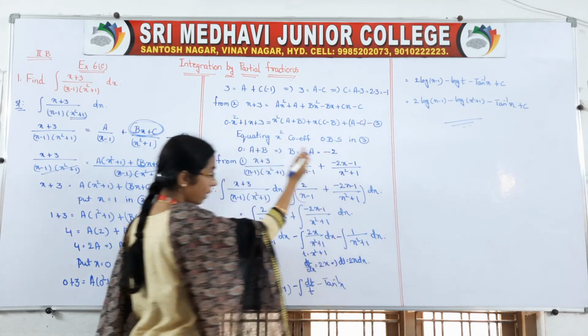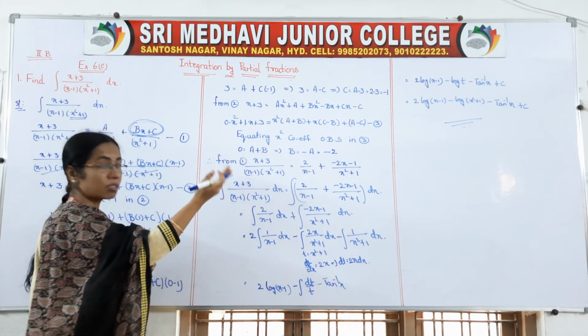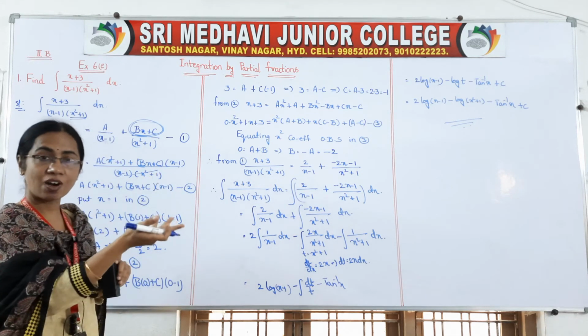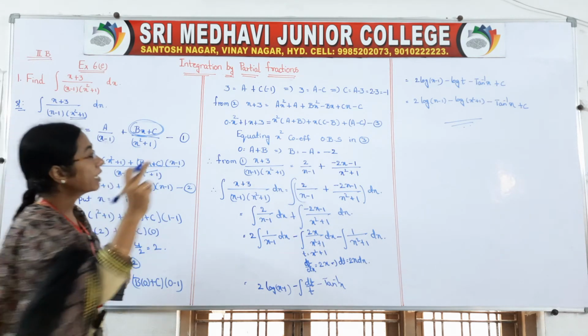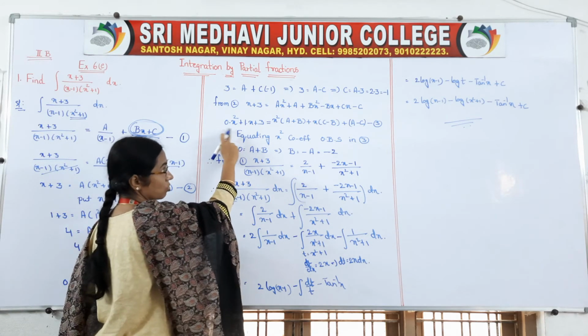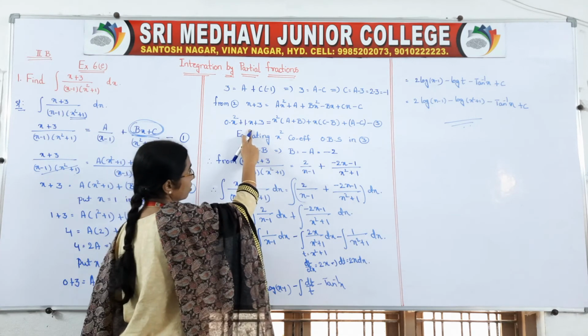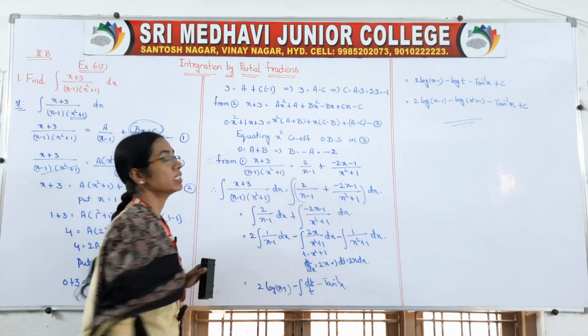We have to compare the coefficients of like terms on both sides, meaning we need x square on this side also, but it is not there. Then how will we write it? It is 0 into x square. Okay, so you take 0 into x square, 1 into x plus 3 is equal to this one.